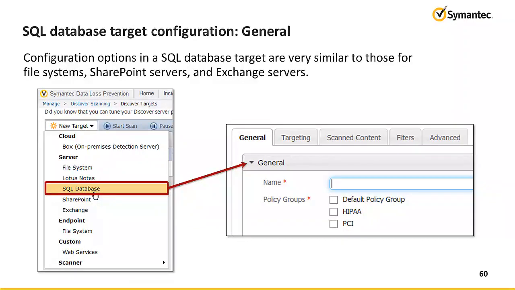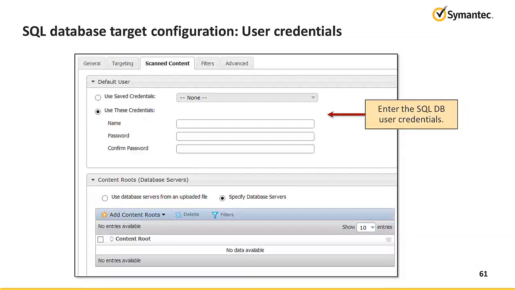To configure a target for scanning a SQL database, navigate to Manage, Discover Scanning, Discover Targets. Then click New Target, Server, SQL Database. Configuration options for a SQL database target are very similar to those for file systems, SharePoint servers, and Exchange servers, so they will not be covered in detail again here. On the Scanned Content tab shown here, enter the SQL database credentials for this scan.